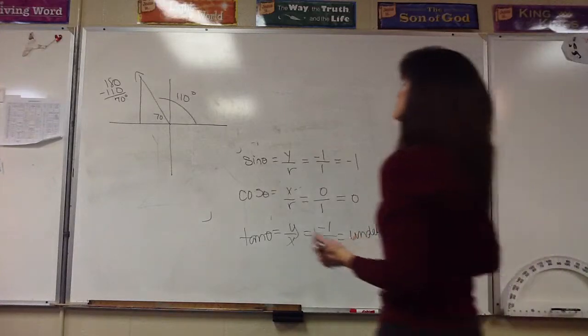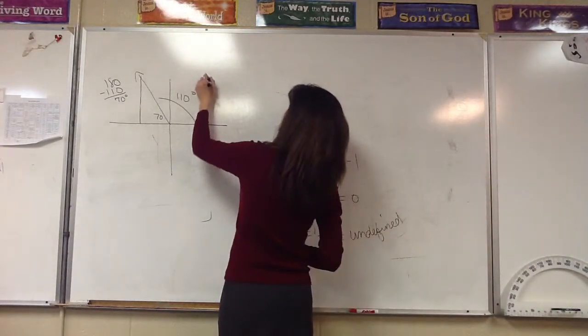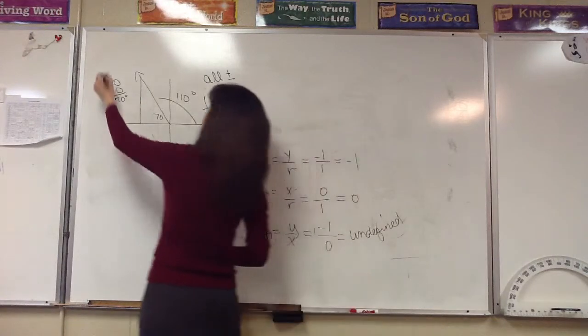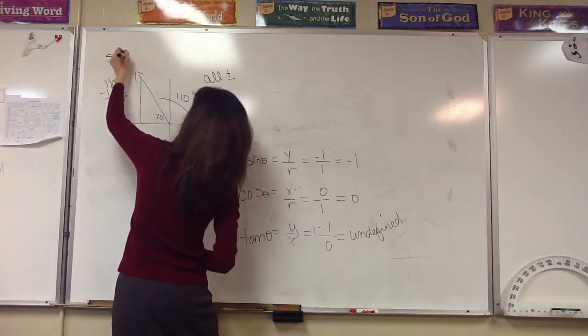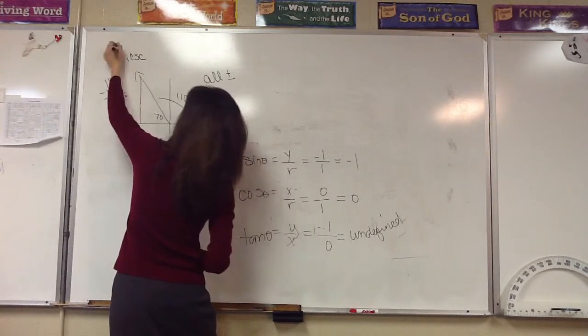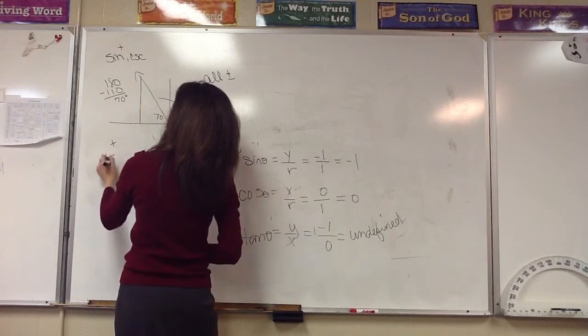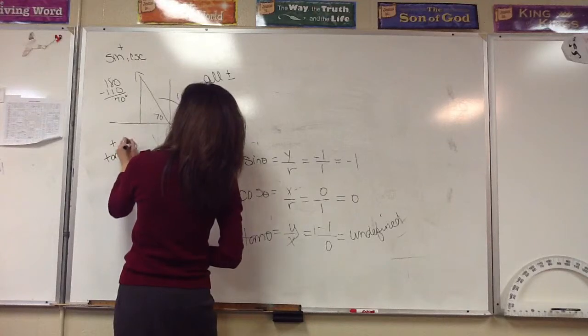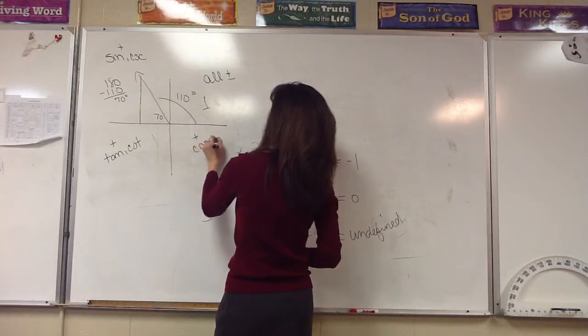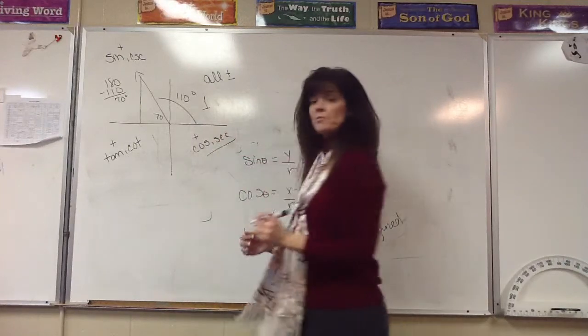Another thing that you need to remember is that all functions are positive in quadrant 1. In quadrant 2, only sine and its reciprocal cosecant are positive. In quadrant 3, tan and cotan. And in quadrant 4, cosine and secant are the only ones that are positive.